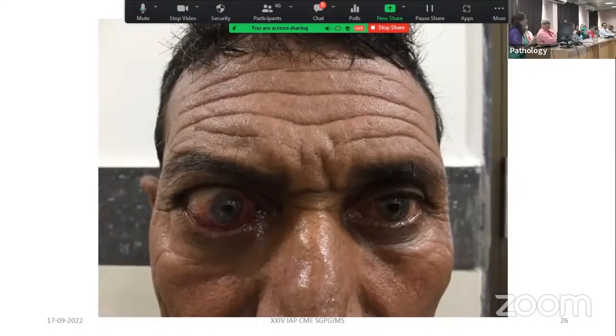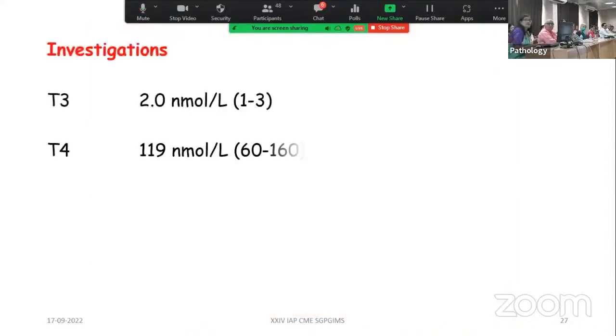This is another patient who comes with history of eye symptoms, with proptosis in the right eye, and has a goiter and has mild tachycardia, but no other features. So we think of a possibility that this patient could have Graves' ophthalmopathy, and we go ahead and investigate him, where the T3 and T4 are absolutely normal, and even the TSH is normal. So what does this patient have? Does he still have Graves' disease and ophthalmopathy or not?